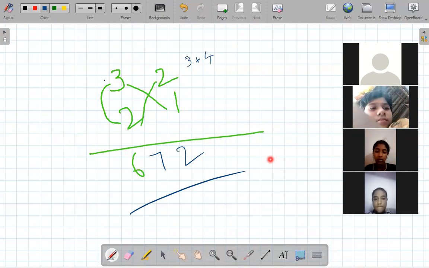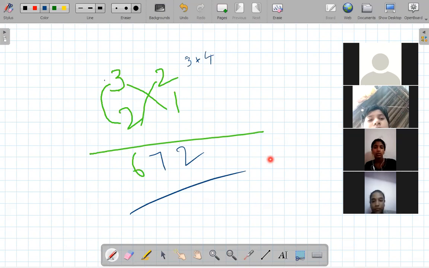How is this system? How is this method? Single line multiplication system. Very easy, no? This is very easy, no? And we can save 70% of the time. Very easily we can do that.